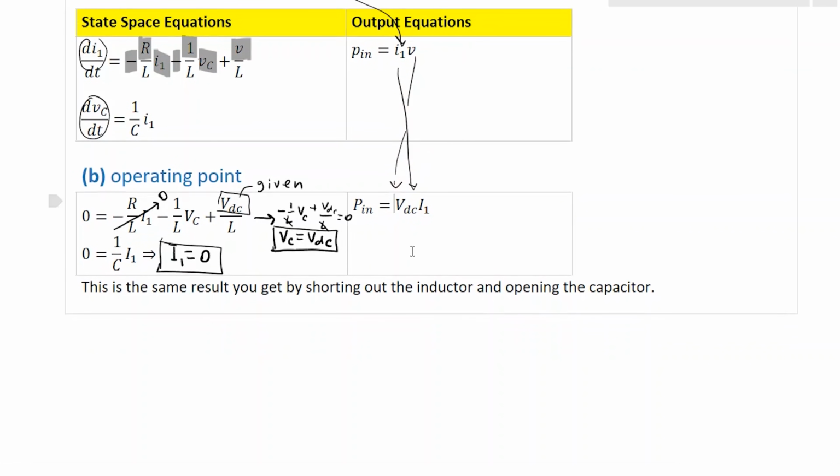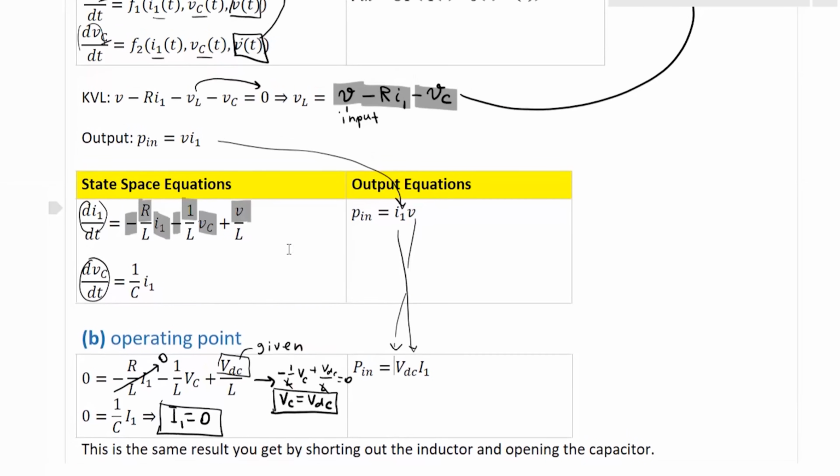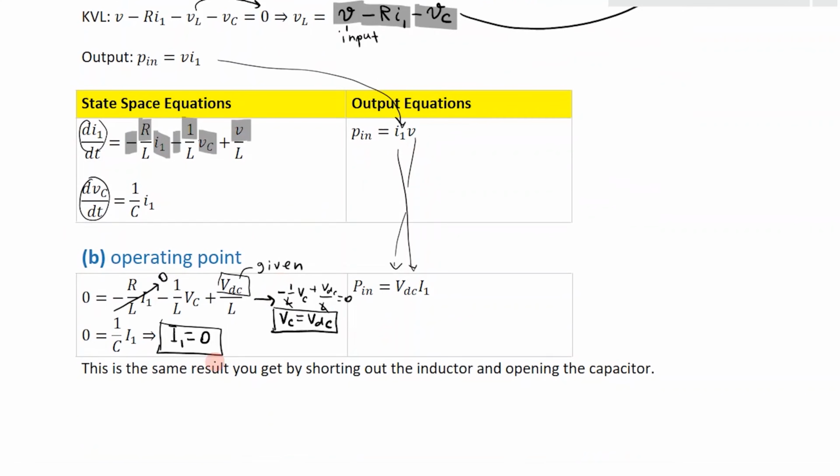Now it's these values, this is how you find operating points in general. If you have arbitrary differential equations like this, state space equations and output equations, and I just give you a DC operating point for one of the variables, very often the input would be the one that's given, and then I ask you to solve for everything else. This is the standard procedure to do that.